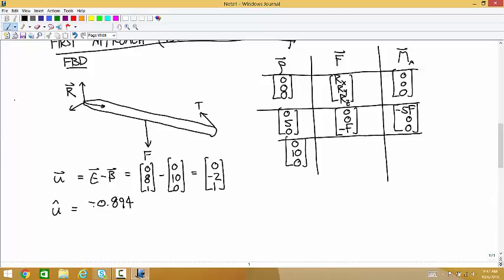Okay. Oh, for y? Okay. And so the force vector applied by that force T is 0, negative 0.894T, positive 0.447T.